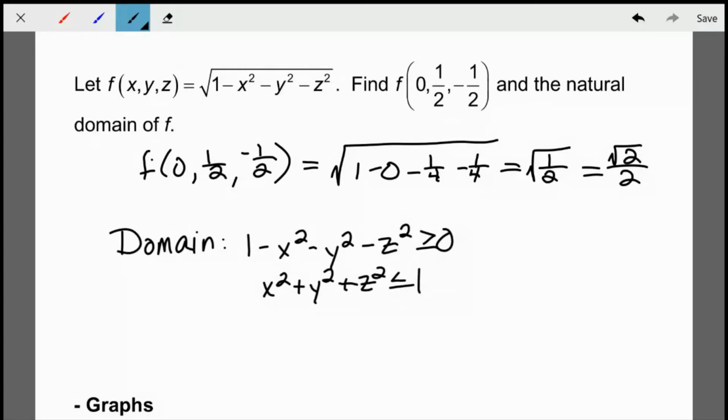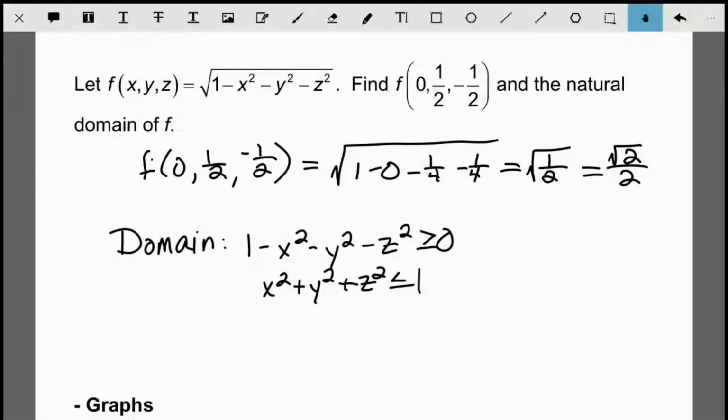So think about what that domain actually is. What we have there is the equation of a sphere. And so our domain would be all values inside that sphere that's centered at the origin with a radius of 1 and on the surface of the sphere because it's less than or equal to 1. So that includes the surface of the sphere. Okay, so that's how we define our domain.